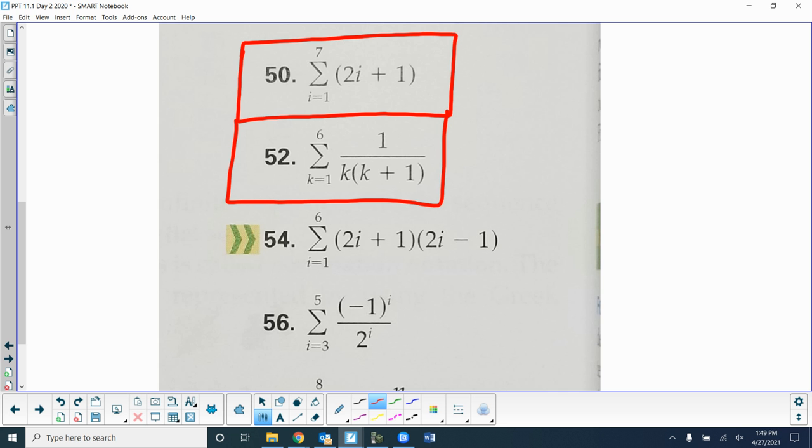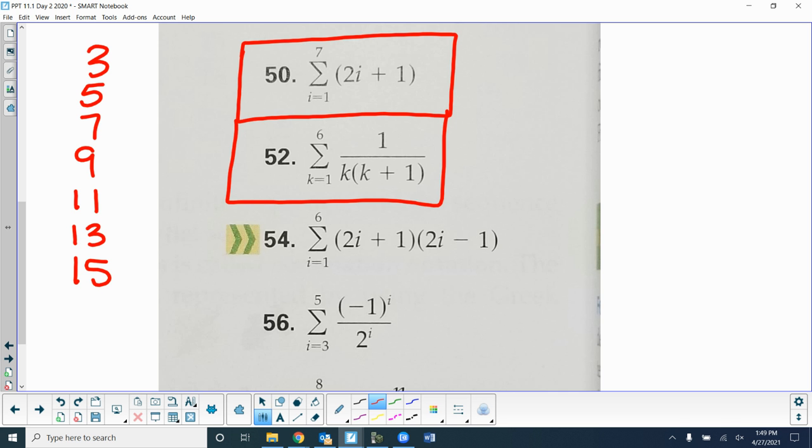All right, you guys have done good. So, did you see a pattern happen with 50? What's 2 times 1 plus 1? 3. 2 times 2 is 4, plus 1 is 5. 2 times 3 is 6, plus 1 is 7. What do you notice? It's just those odd numbers, right? So you need those 7 odd numbers: 3, 5, 7, 9, 11, 13, 15. 1, 2, 3, 4, 5, 6, 7.